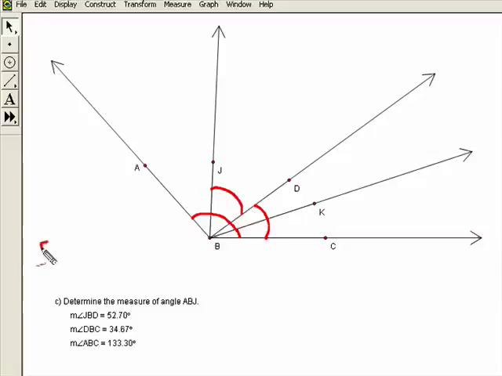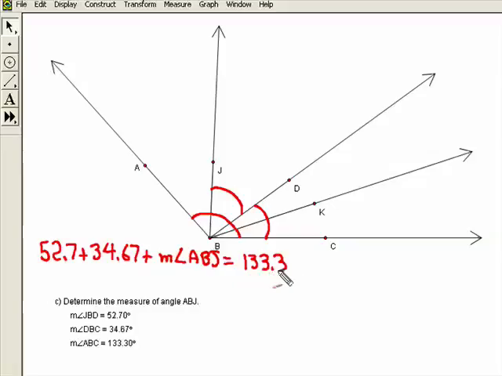We could say 52.7 plus 34.67 plus the measure of angle ABJ. The sum of those three is equal to ABC, 133.3.